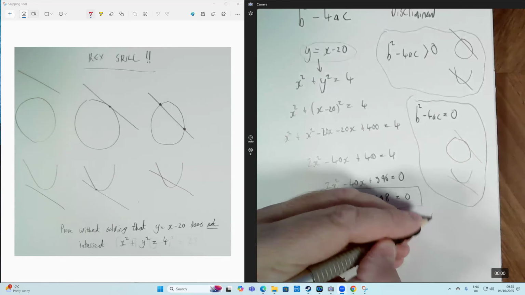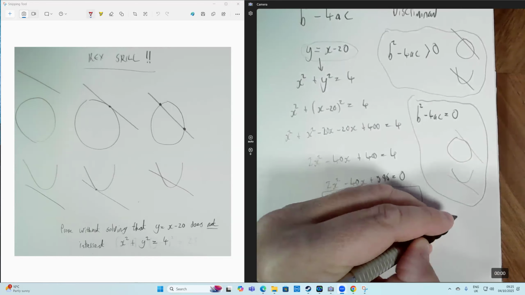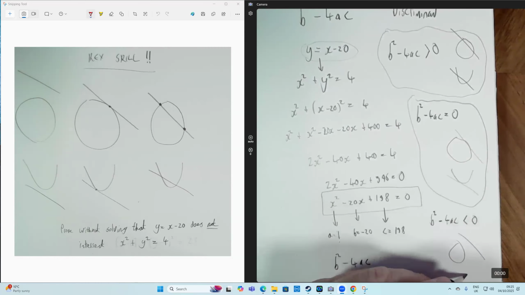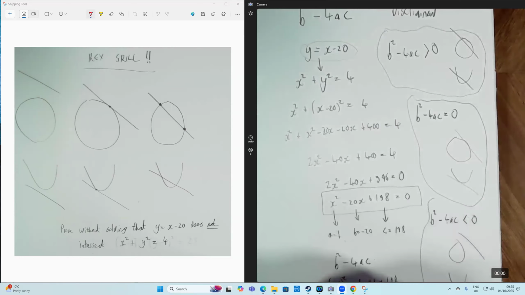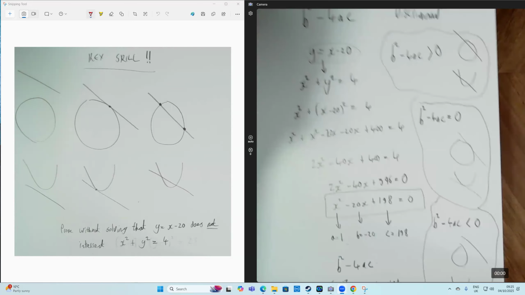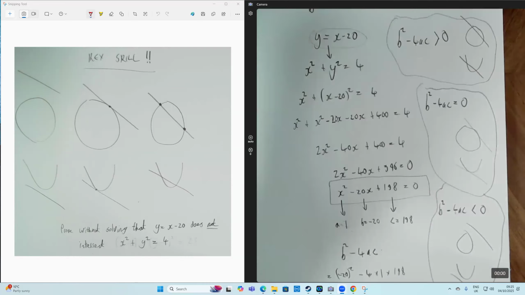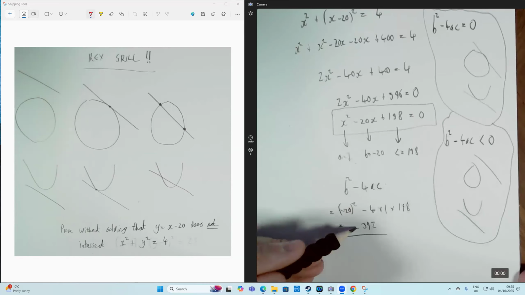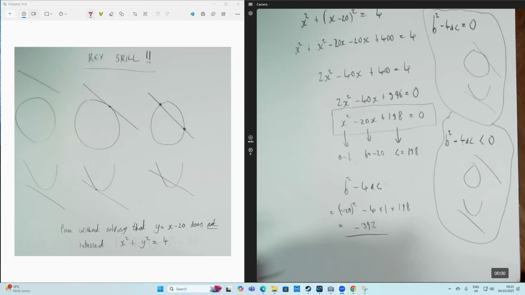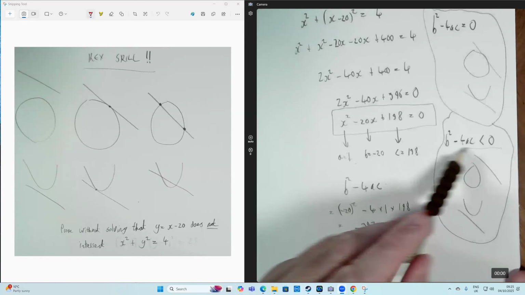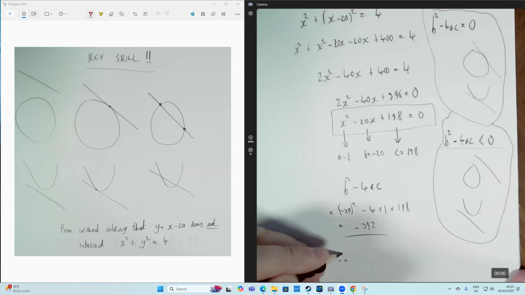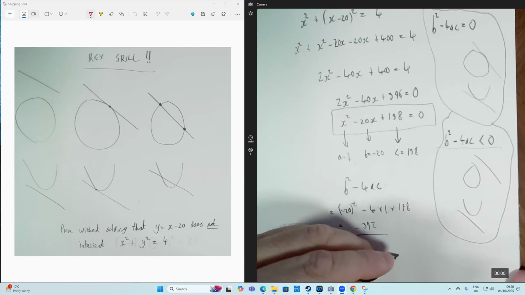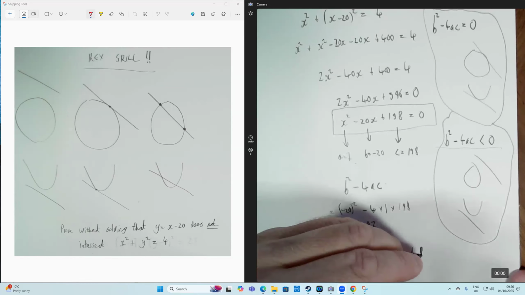And then finally, if the discriminant, b squared minus 4ac, is less than 0, then the line misses the circle, or the line misses the curve. They do not intersect. We need to always evaluate which one of these situations we've got. In this example, our discriminant is equal to minus 392. So therefore, we can conclude the line does not intersect the circle.